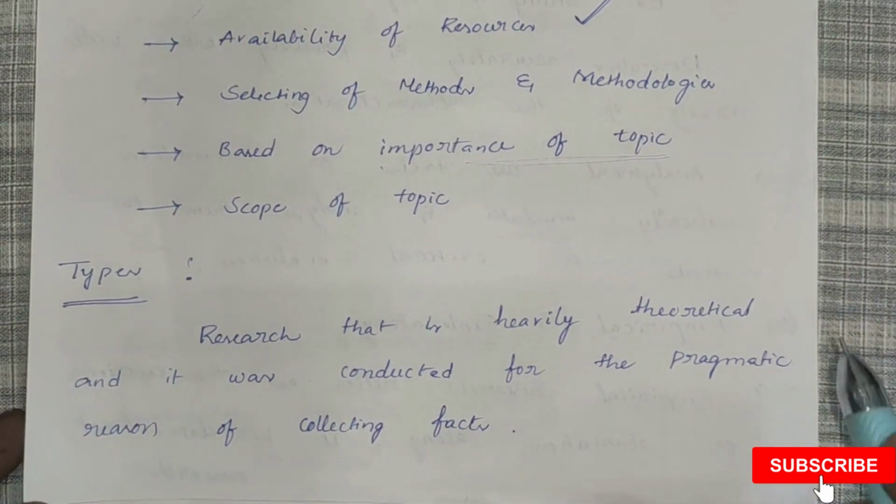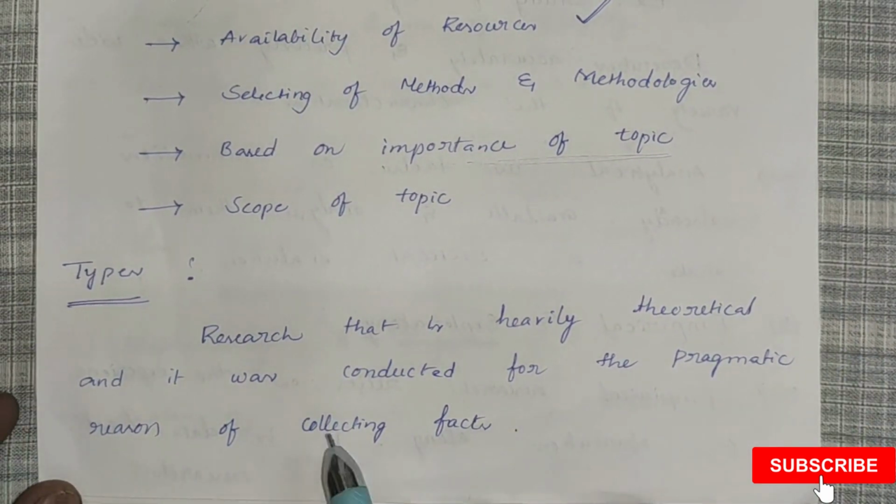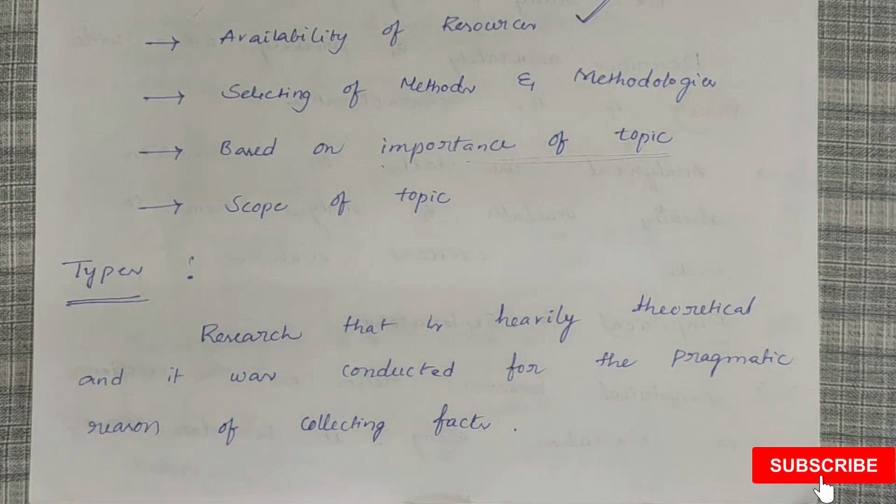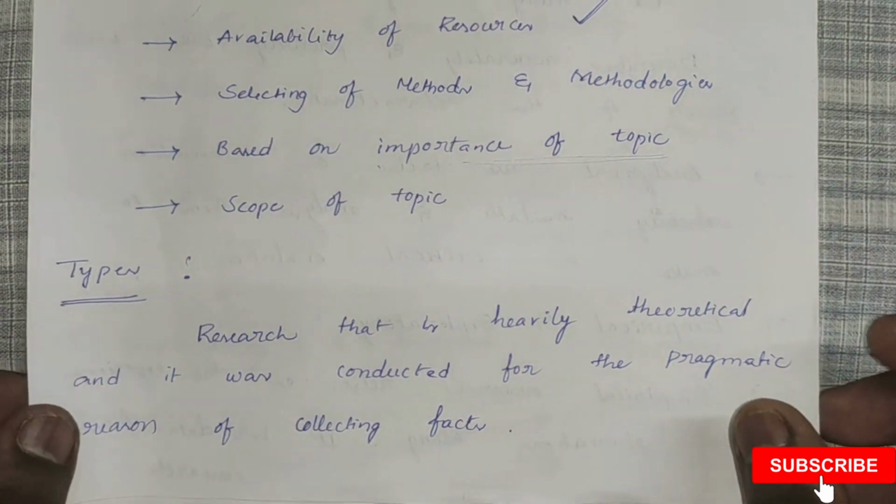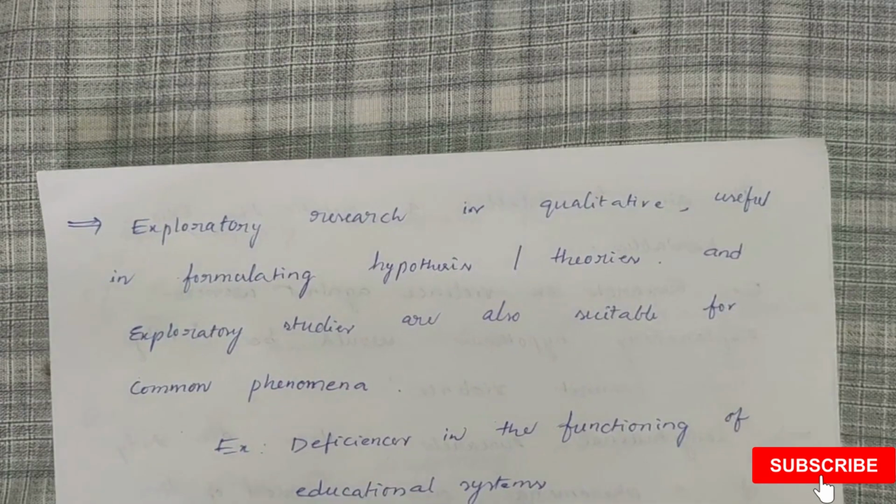Research that is heavily theoretical and was conducted for the pragmatic reason of collecting facts. Research means collecting facts through researching. Understand? The research that is heavily theoretical, a heavy theoretical work, and was conducted for the pragmatic, practical reason of collecting facts. Understand? Let's see the types of research one by one.